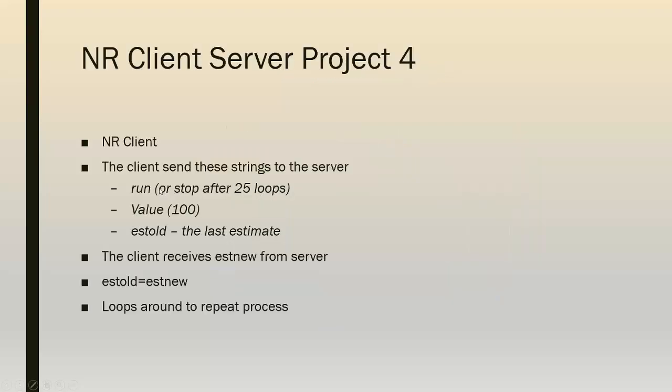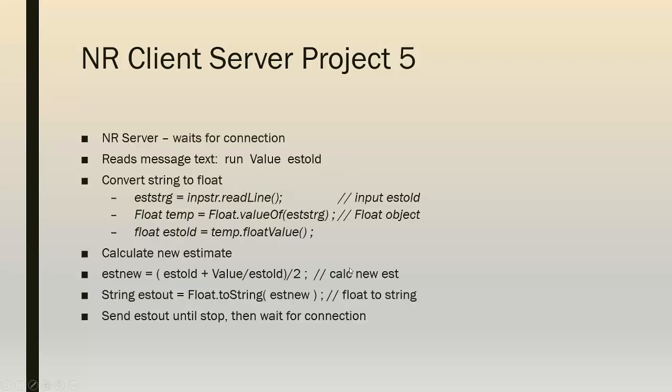So the client sends run value estimate old with 25 loops. After the 25th loop, this is passed in stop. The client receives a new estimate from the server, and then it updates this, calculates, puts a new estimate into the old estimate variable, and this process loops around until you get a solution.